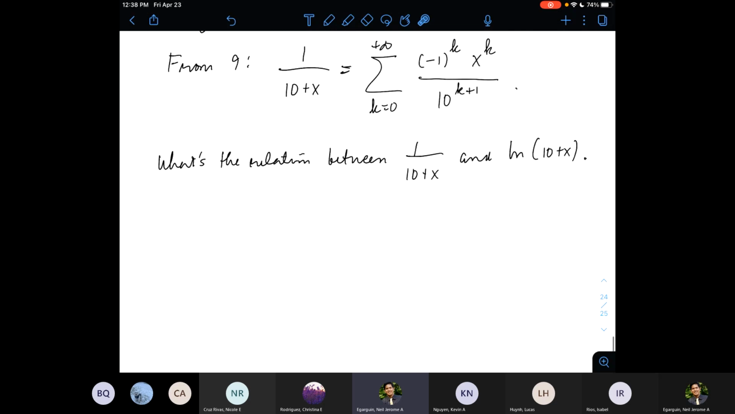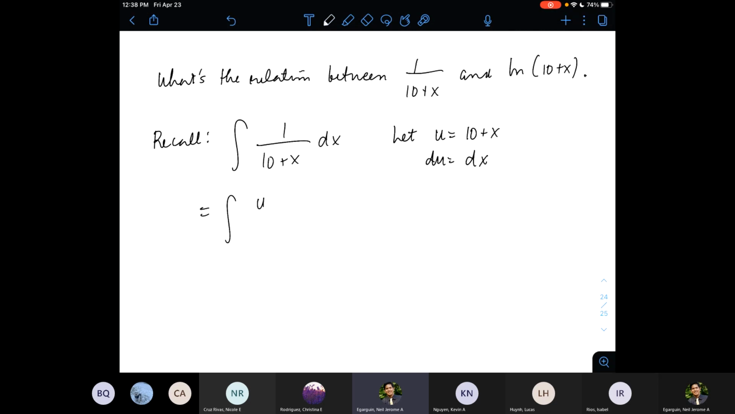So recall that when we integrate 1 over 10 plus x dx, we can let u be equal to 10 plus x, du will be dx. So this will be the integral of du over u, which is ln of the absolute value of u plus the arbitrary constant c. And this would be ln of the absolute value of 10 plus x plus the arbitrary constant c.